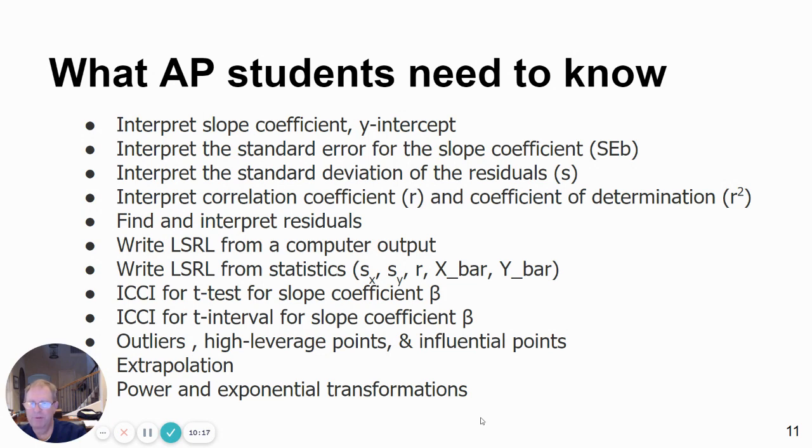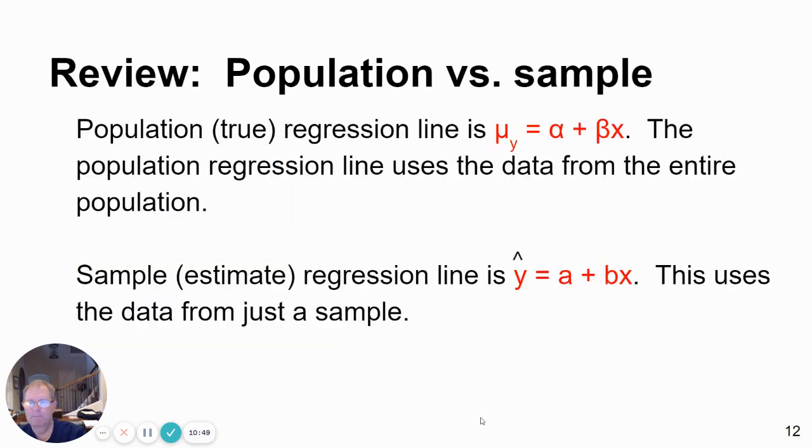Write the least squares regression equation from the computer output. Write the least squares regression equation from a set of summary statistics, using the formulas on your AP formula sheet. You need to be able to do an ICCI for a t-test for the slope coefficient, and an ICCI for a t-interval for a slope coefficient. You need to know about outliers, high leverage points, and influential points. You need to know what extrapolation is. And finally, you need to know about power and exponential transformations. That's a lot in these 2 chapters.